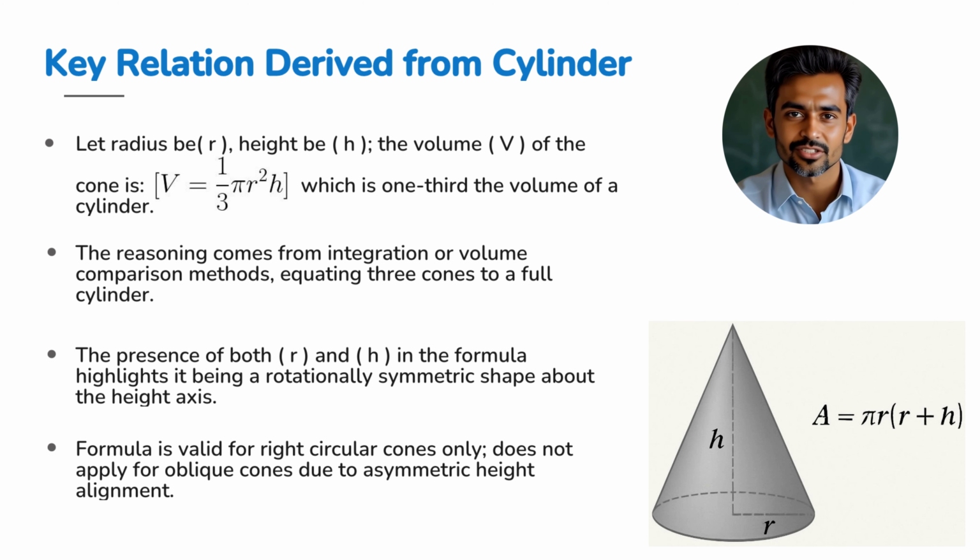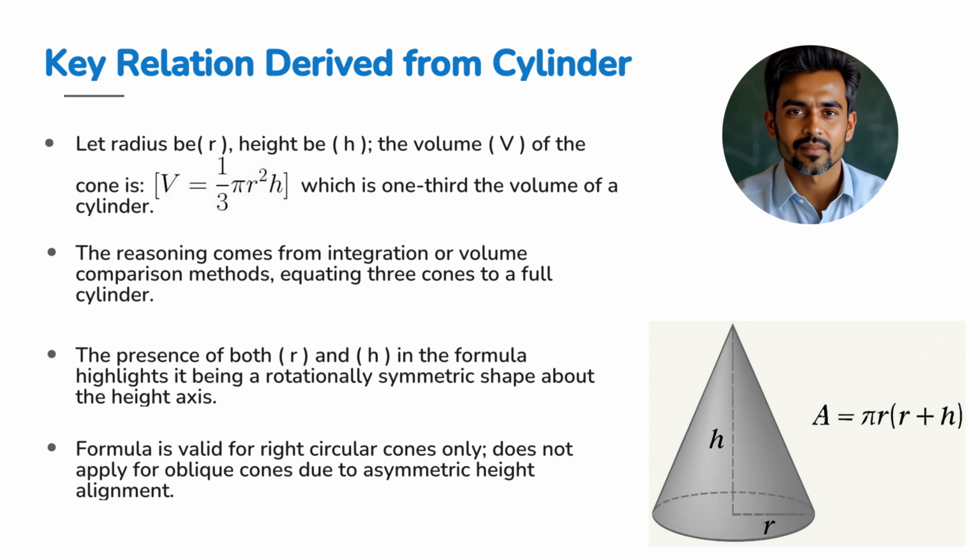That's no coincidence. It comes from mathematical ideas like integration or by rearranging solids, which show that three identical cones fit perfectly inside one such cylinder. Notice how both r and h are part of the formula. That's because the cone is symmetric around its height axis. Imagine spinning it around the vertical line passing through the tip and base center.